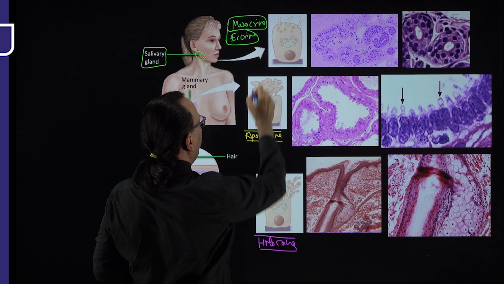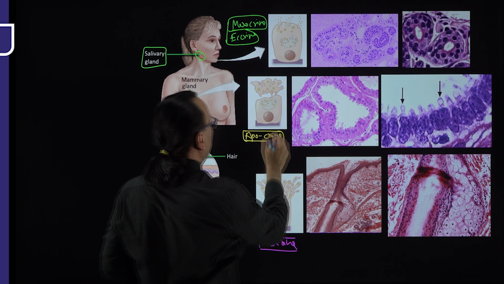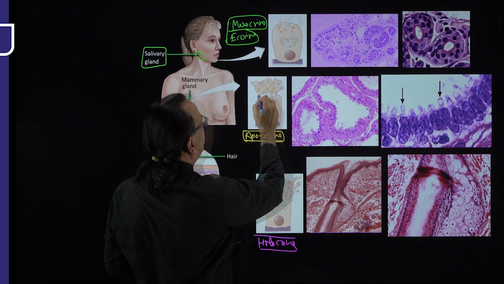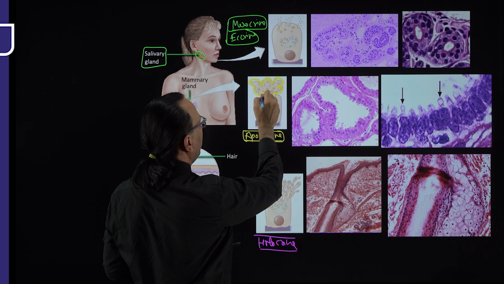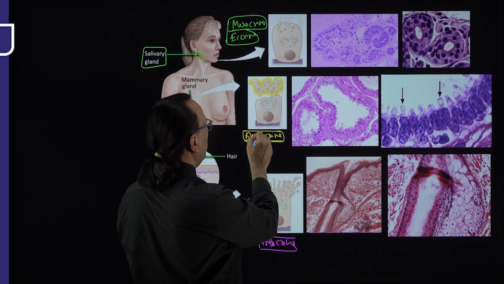Whereas if we talk about the apocrine variety of glands, the apical portion of the cell membrane is lost and covers the secretion. So apical loss of cell membrane, apocrine. That is how the name comes.